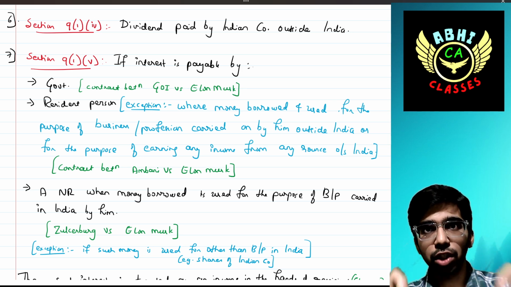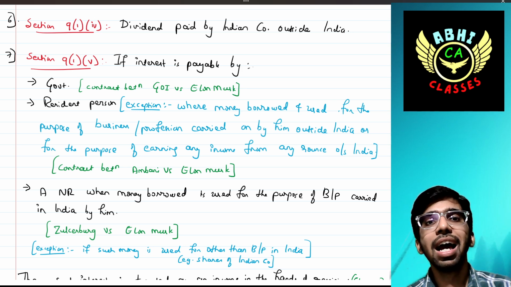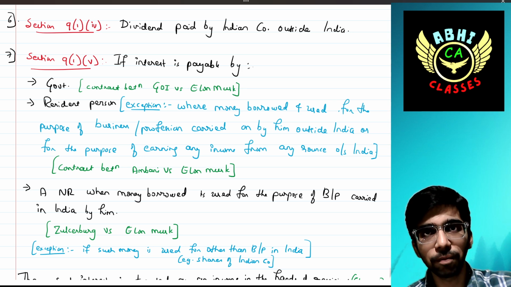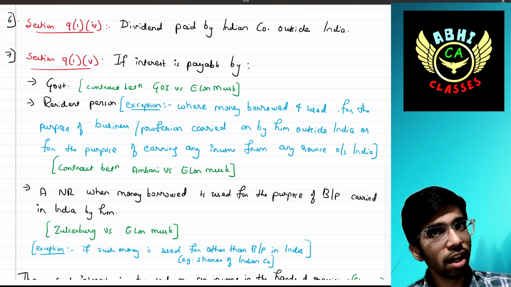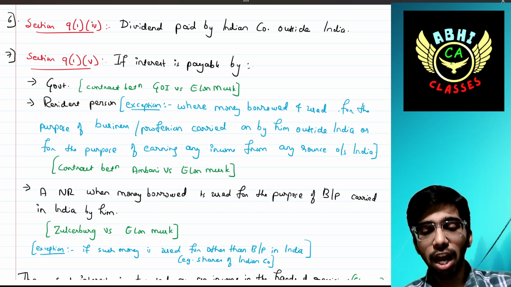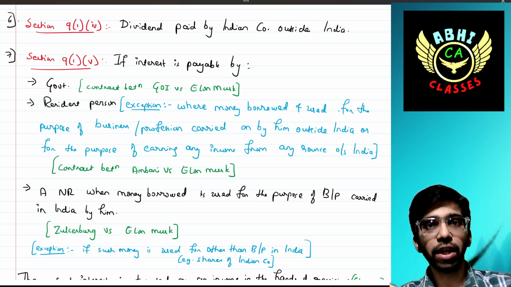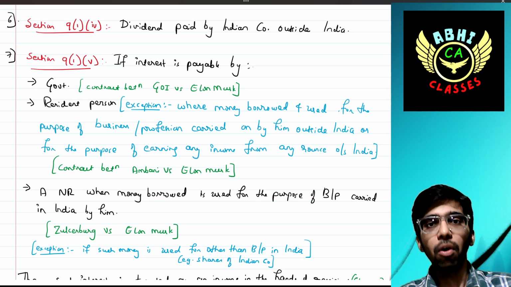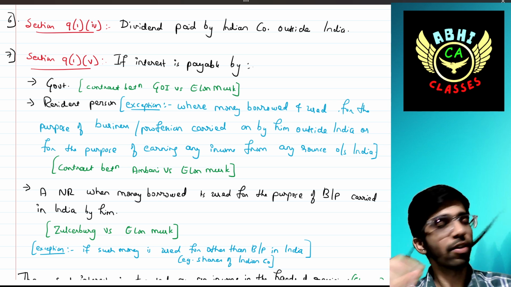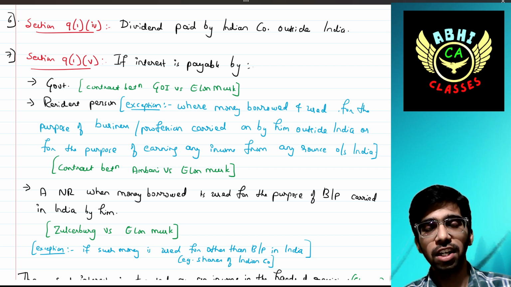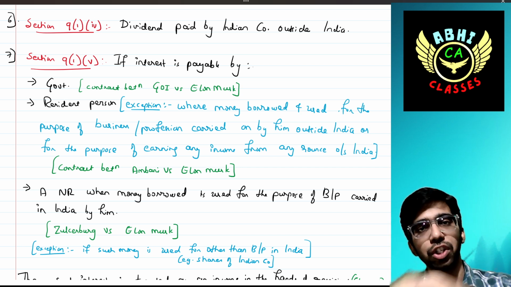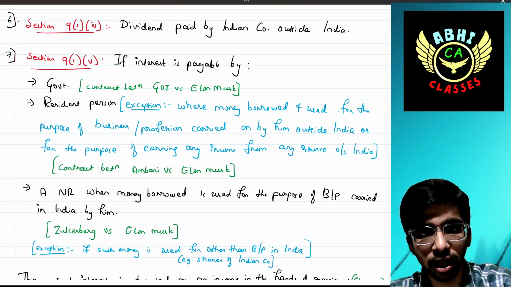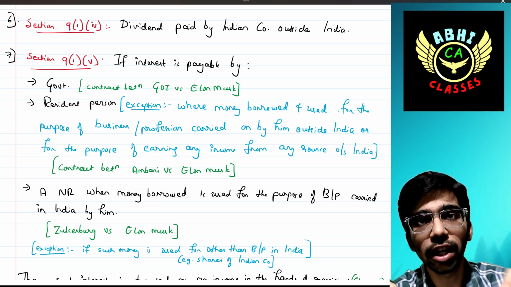If the interest is payable by the Government of India to some other person, let's say for example, we have a contract between the Government of India and Elon Musk. Elon Musk is an NR, right? Let's assume the Government of India borrowed some amount from Elon Musk. For that, the Government of India is paying interest to Elon Musk. Then if interest is payable by the Government of India to Elon Musk, that interest is deemed to accrue in India for Elon Musk.